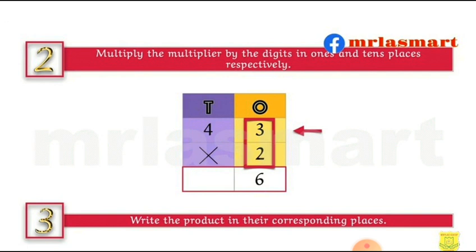You have to take the product of 2 and 3 first and write it in the corresponding place. That means you have to say the table of 2 up to 3. We know 2 ones are 2, 2 twos are 4, 2 threes are 6, isn't it? So 2 threes are 6. The 6 you can write just down there, in the corresponding place.